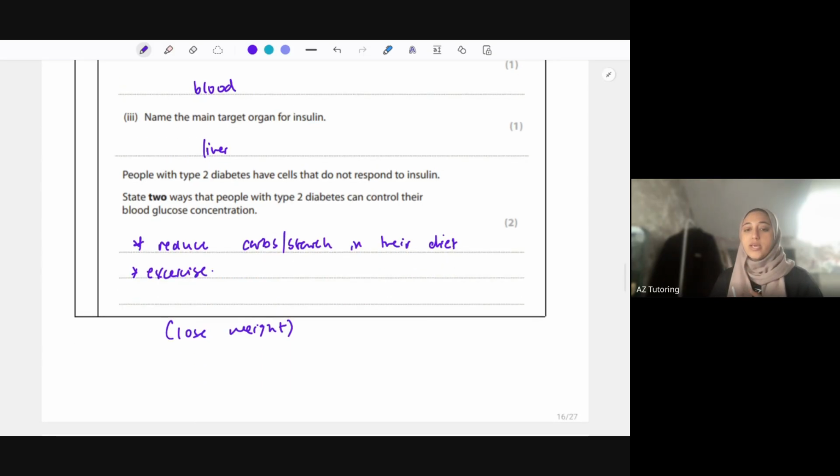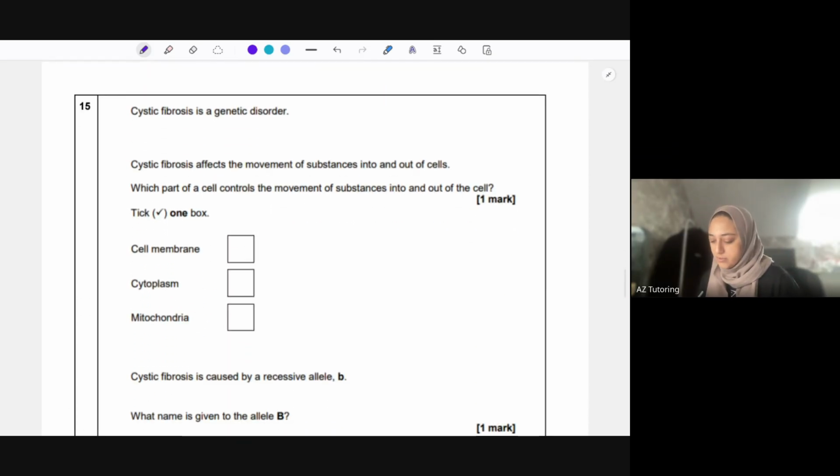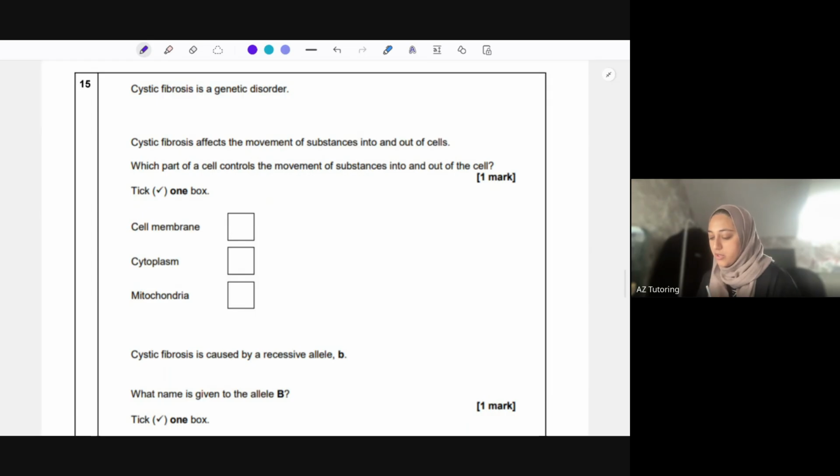It wouldn't work with type 1. Type 1 diabetes is where you're not producing any insulin at all. Whereas with type 2, you are producing insulin, but your body's not responding to that insulin. Okay, we've got 15 minutes left, so I'm just going to quicken up a little bit. Cystic fibrosis is a genetic disorder.